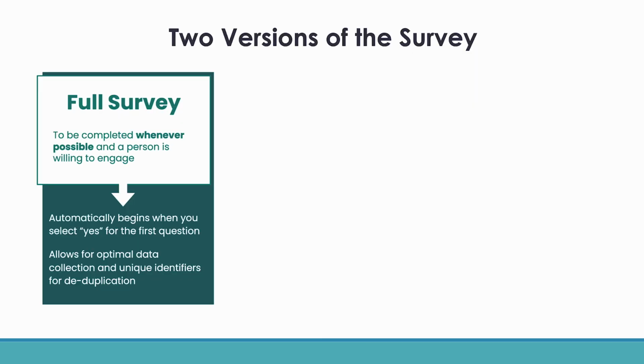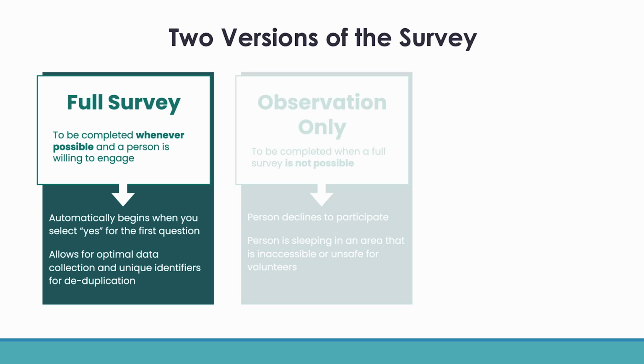As I mentioned earlier, there are two versions of the survey. The full survey is to be completed whenever possible if the participant you are talking to is willing to engage. The full survey will automatically begin once you select yes to the first question, which asks if the participant is experiencing homelessness. We emphasize completing the full survey whenever possible because it allows for optimal data collection and creates a unique identifier for each person that we can use to deduplicate if needed.